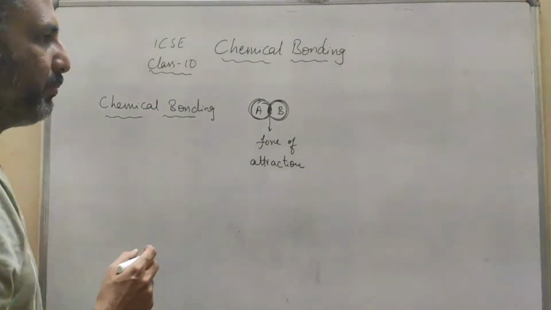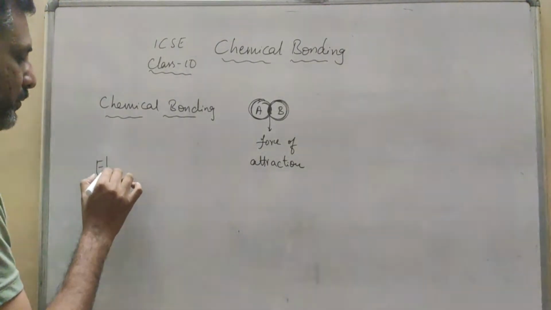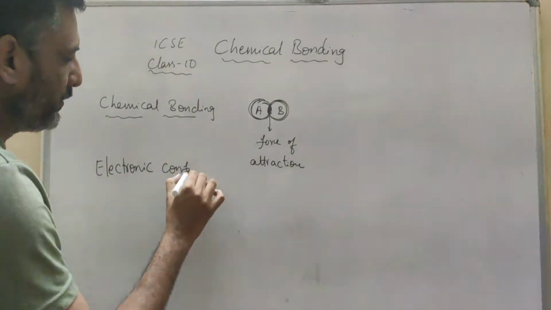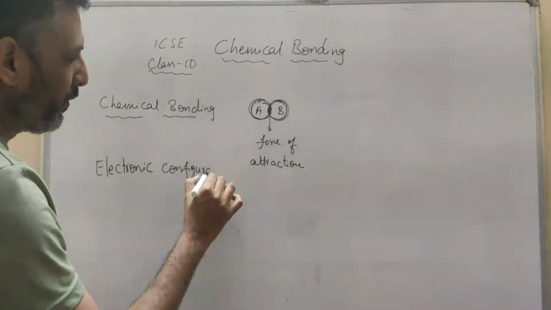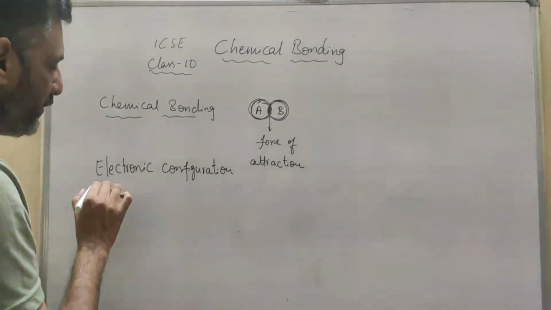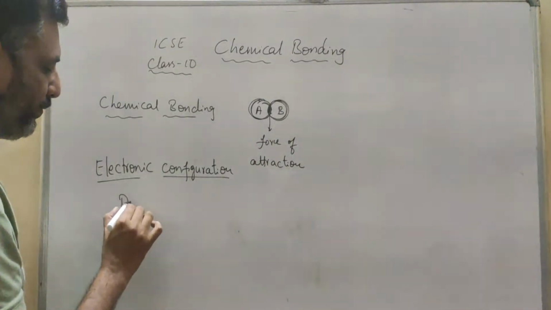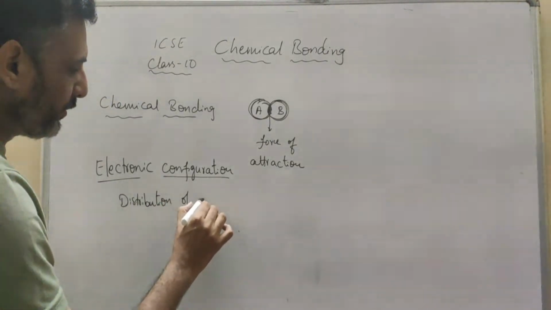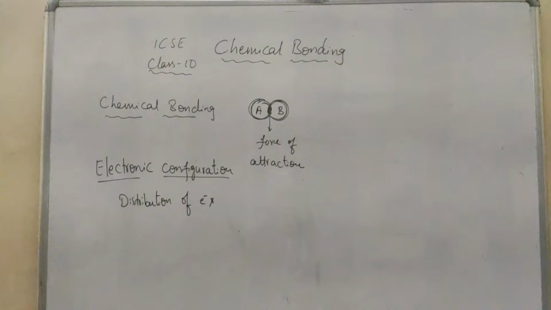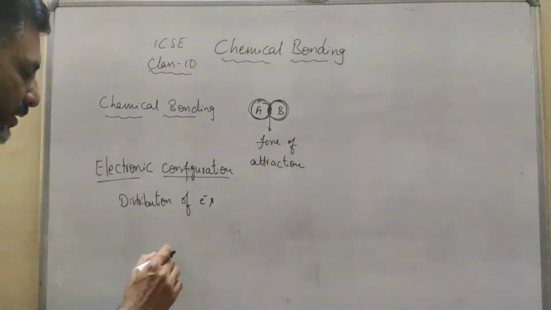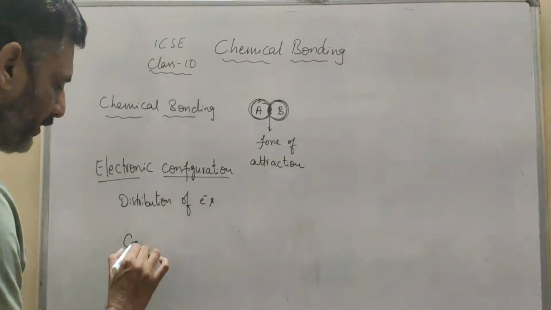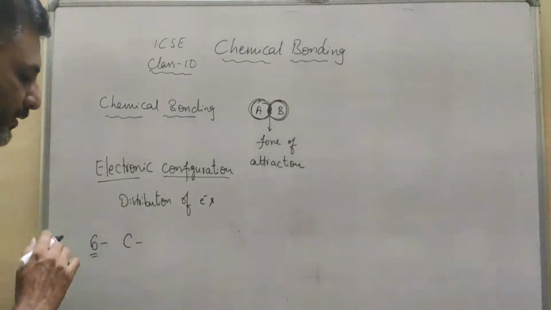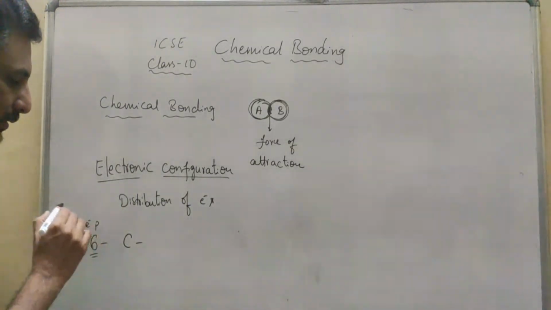To understand chemical bonding, first you should know the electronic configuration of the elements. Electronic configuration is nothing but the distribution of electrons into the shells of the elements. For example, when you take an element like carbon, carbon's atomic number is 6, so it will have 6 electrons and 6 protons.